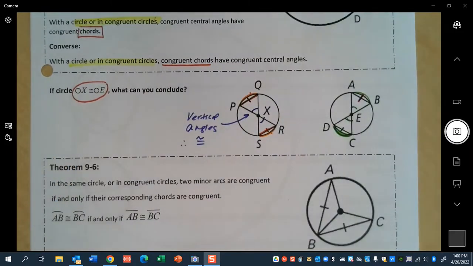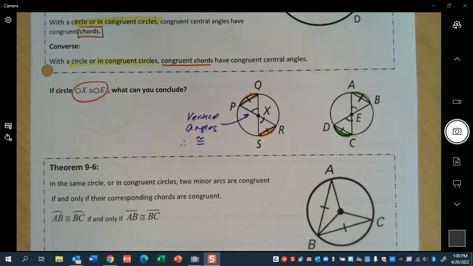So whether you're working within one specific circle or talking across circles, that's what we mean by within this circle. Vertical angles is going to prove all this. Or in congruent circles, once I'm told they're congruent, these congruent chords are going to guarantee congruent arcs, which are going to guarantee congruent angles. Sound okay?